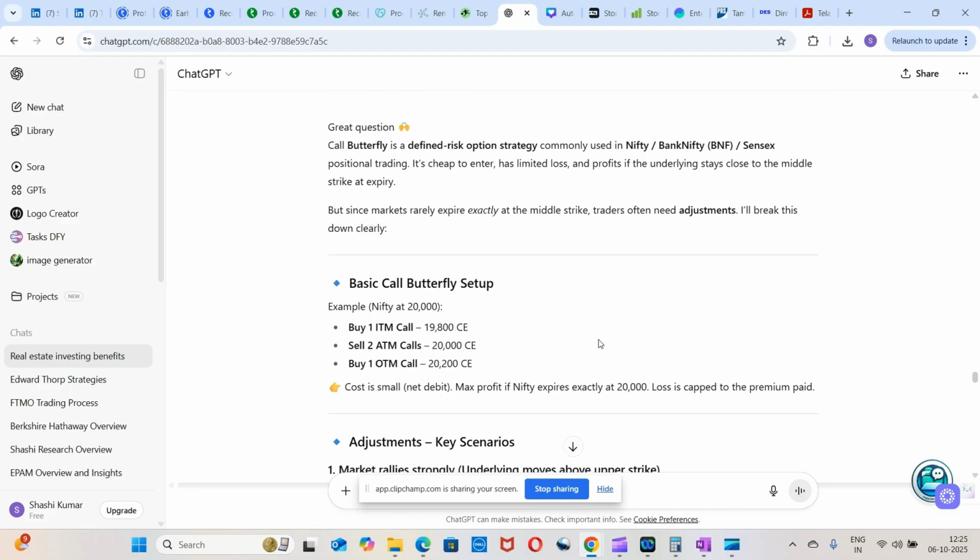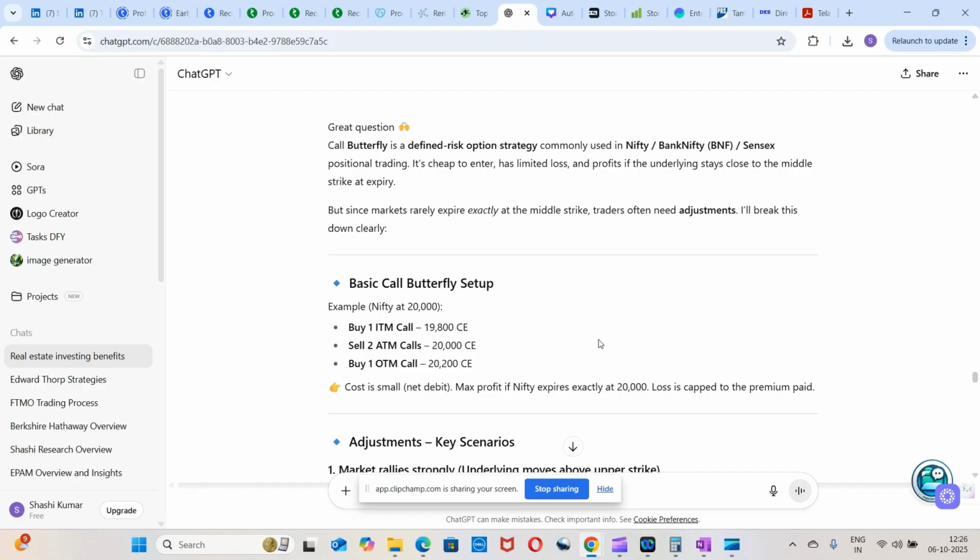It is a defined risk option strategy commonly used in Nifty, Bank Nifty, and Sensex positional trading. It's cheaper to enter, has limited loss, and profits are big if the underlying stays close to the middle strike at expiry. But since markets rarely expire exactly in the middle strike, we need to do adjustments based on different scenarios.